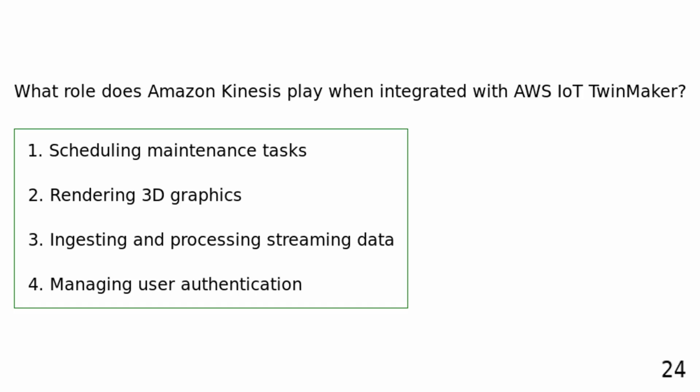What role does Amazon Kinesis play when integrated with AWS IoT TwinMaker? Scheduling maintenance tasks. Rendering 3D graphics. Ingesting and processing streaming data. Managing user authentication.